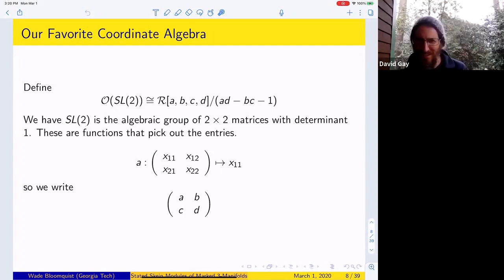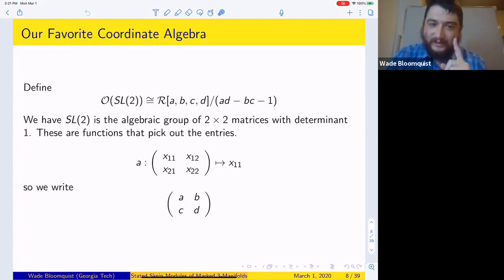So, sorry, O of SL2 is not SL2. Okay. It's not the 2x2 matrices themselves. It is the coordinates, it is the entries of the 2x2 matrix. Yeah. Slight difference, but kind of an important one.